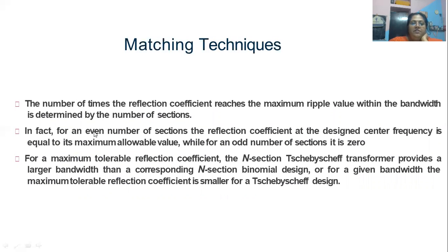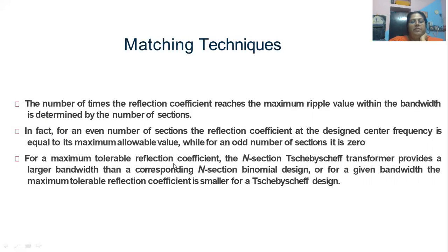The number of times the reflection coefficient reaches the maximum ripple value within the bandwidth is determined by the number of sections. In fact, for an even number of sections, the reflection coefficient at the design center frequency is equal to its maximum allowable value, while for an odd number of sections, it is 0.